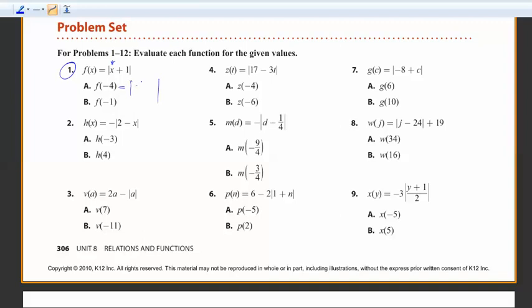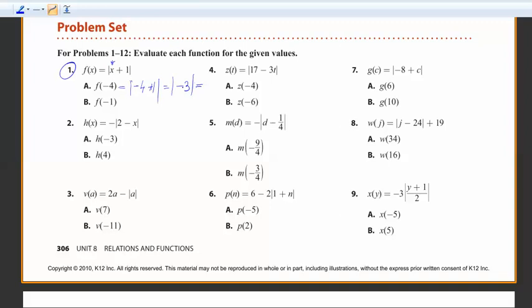So it will be absolute value of negative 4 plus 1. Now, you will work following order of operations, and you should consider your absolute value bars like parentheses, so you will do them first. Inside the parentheses, inside the brackets here, you have negative 4 plus 1, which is negative 3.